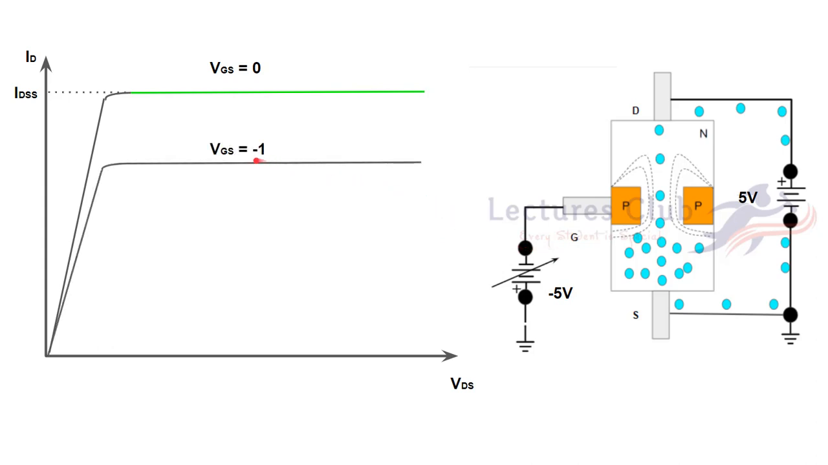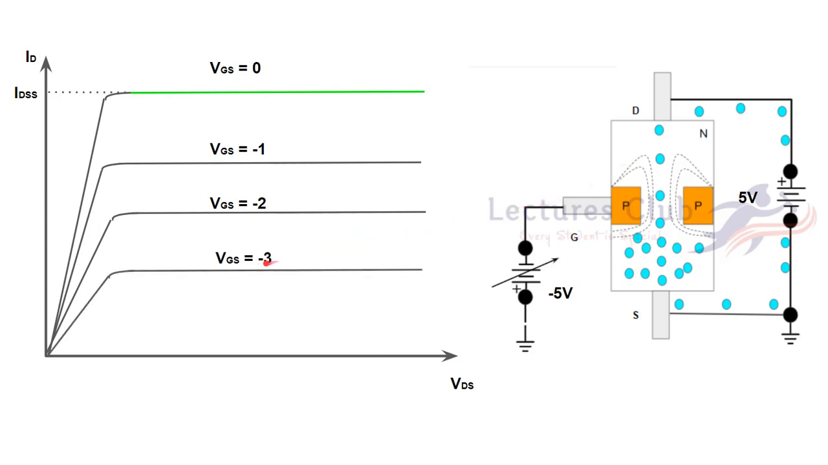So when the gate is at -1, what will happen? The potential difference between the drain and the gate will increase. Before that, potential difference was 5 minus 0, 5 volt. Now the potential difference is around 6 volt: 5 minus (-1) is equal to 6 volt. Now the depletion region will widen more as compared to the gate at 0 volt. If you further increase the gate to source voltage, the depletion region will further increase, because the potential difference between the drain and the gate is increasing, and drain current is decreasing.